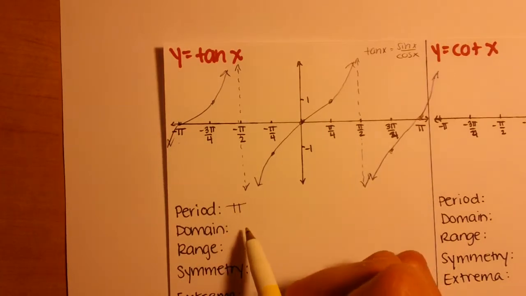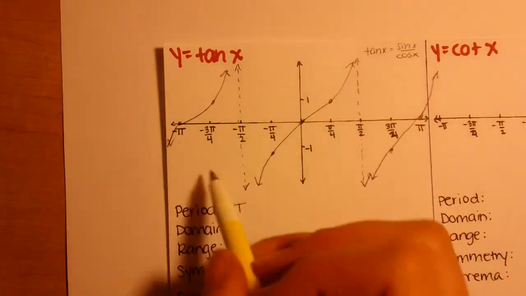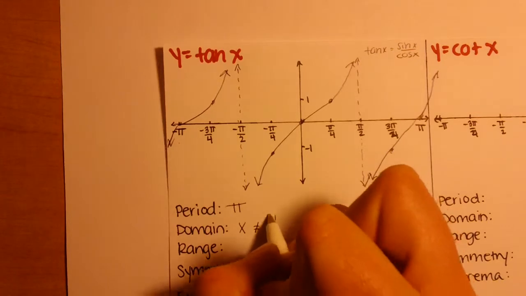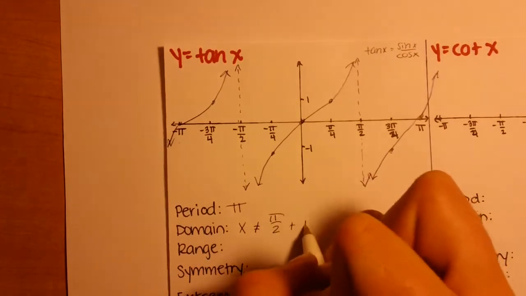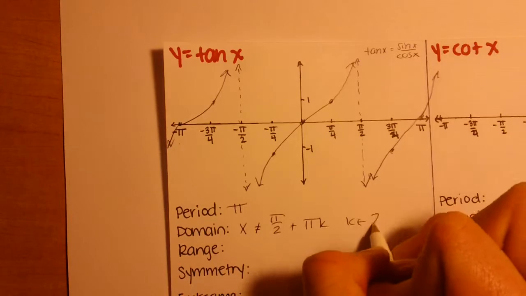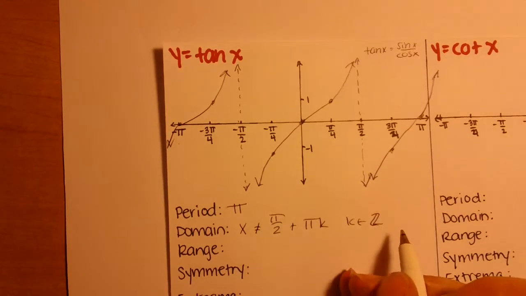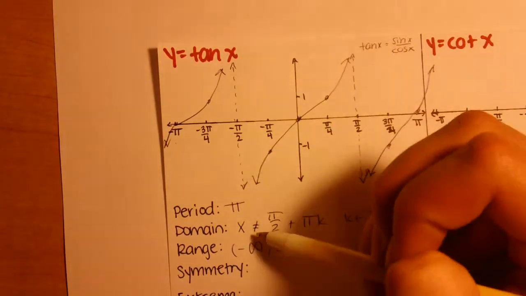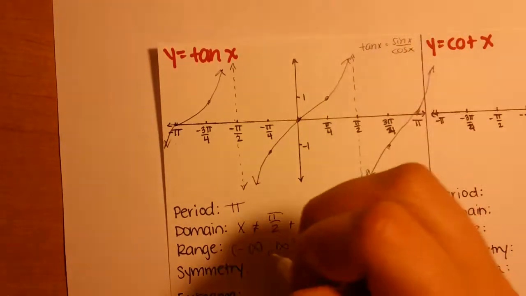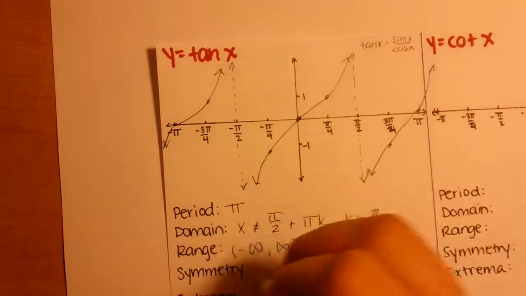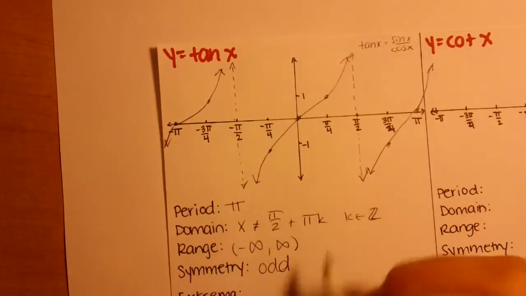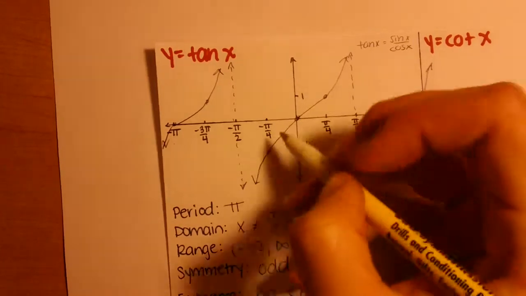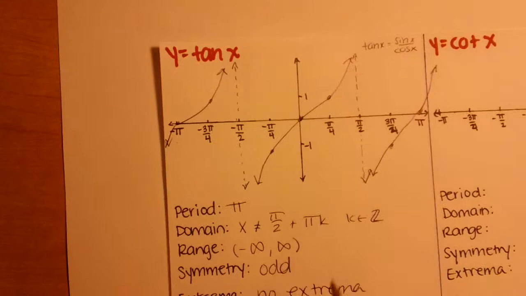So our period is pi. Our domain is going to be where we don't have asymptotes, so it's x is not equal to pi over 2 plus pi k, where k is an element of the integers. Our range is going to be negative infinity to infinity, so it goes all the way down, all the way up. Our symmetry is odd, so you reflect twice. Our extrema, there's no extrema, because it increases indefinitely and decreases indefinitely.